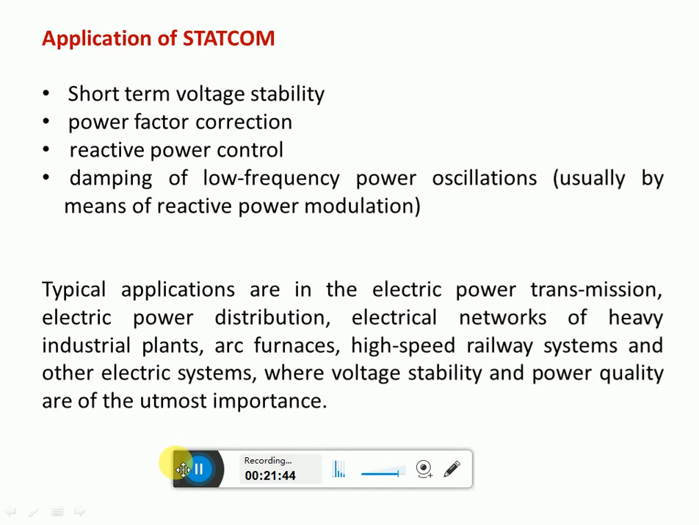Also, damping of low frequency power oscillation. How is it possible? That power oscillation generally takes place due to the variation of delta. As we can control the power, by supplying and absorbing power we will be able to damp the power system oscillation.